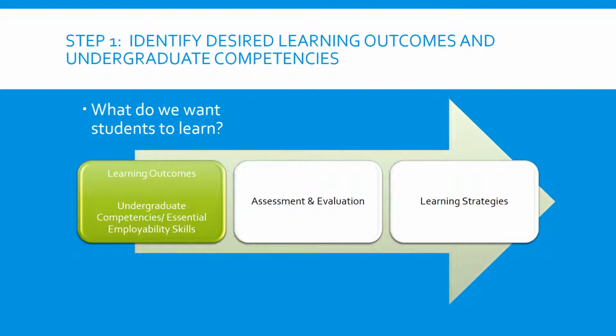The first step is identifying the desired performance, and this is done through the writing of learning outcomes. Basically, the learning outcomes are the knowledge, skills, and attitudes that students need to demonstrate in order to successfully complete their learning. We also need to take into consideration those undergraduate competencies, or in the diploma we call them essential employability skills. But what competencies do they need to demonstrate in order to be successful in completing their learning?